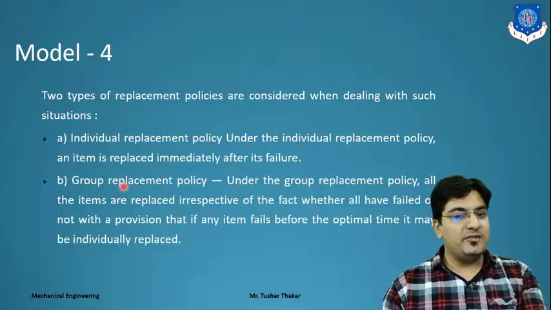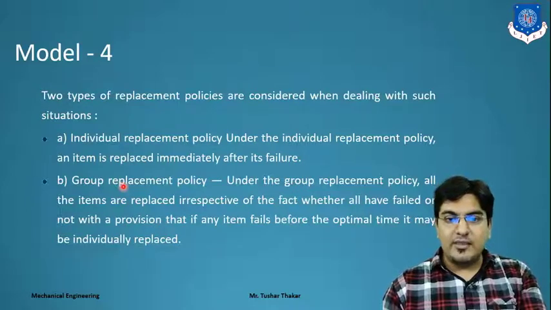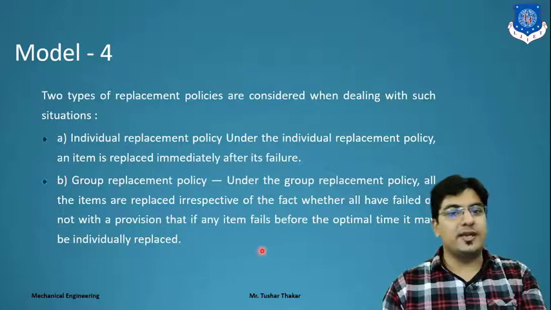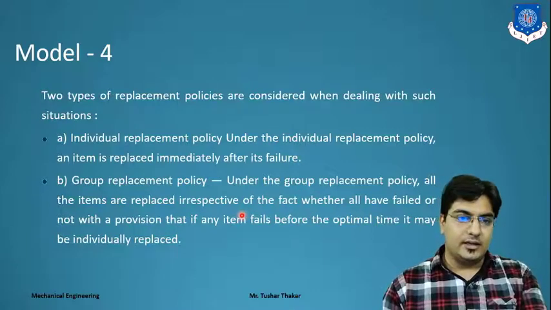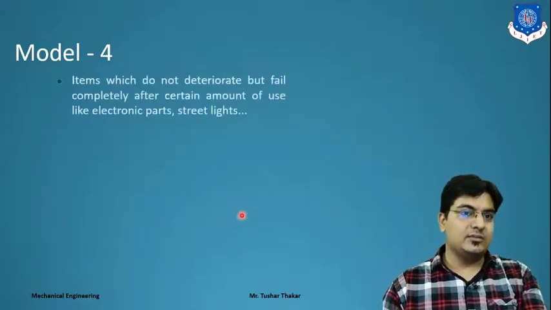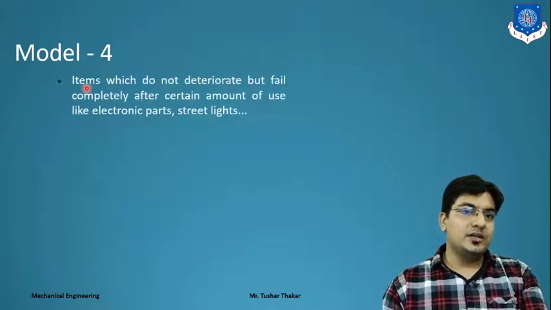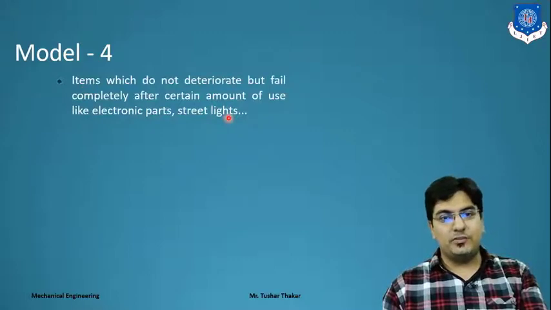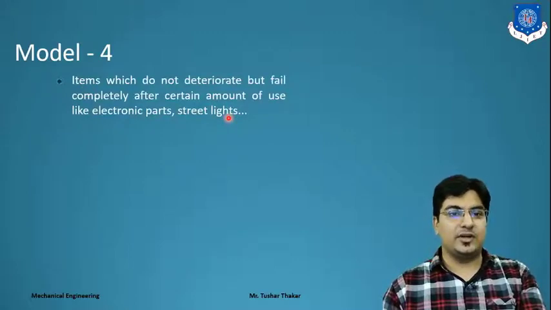In group replacement, we have to find out one time interval, and at that time interval we have to replace all items in a group, failed or not failed. Let's see next. Here are items which do not deteriorate but fail completely after a certain amount of use, like electronic parts and street lights.